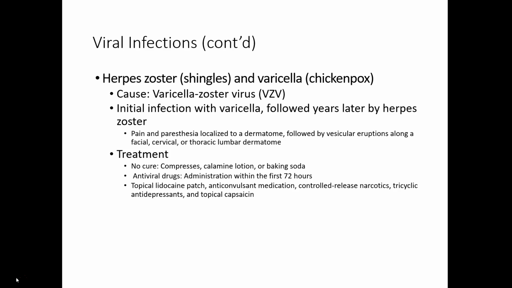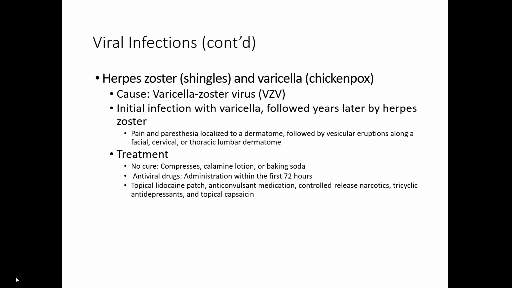But the best way to think about this is that you have the varicella that occurs first, and then you have a period of dormancy, and then you have the herpes zoster or the shingles. Pain and paresthesia localized to a dermatome, so this is dermatome specific, followed by vesicular eruptions along the face, the cervical or thoracic lumbar region.